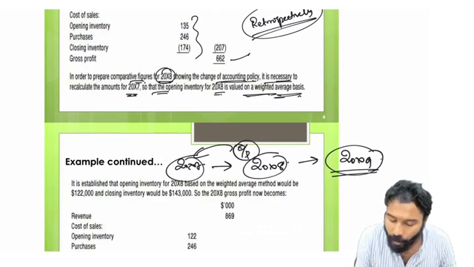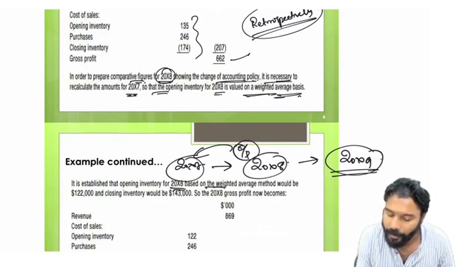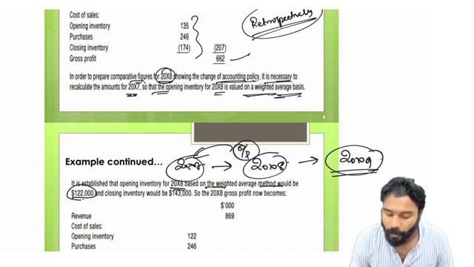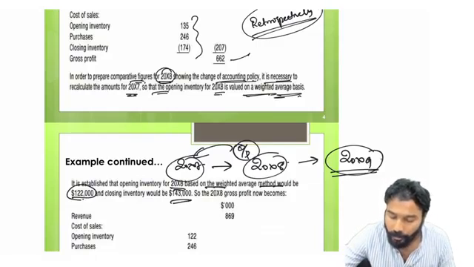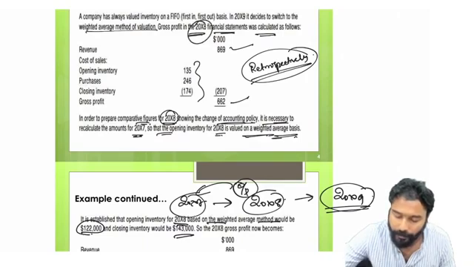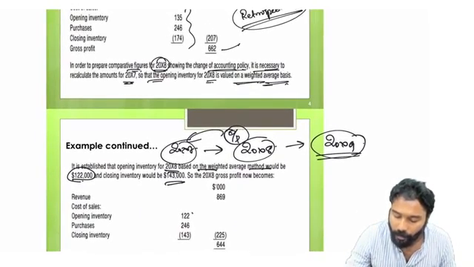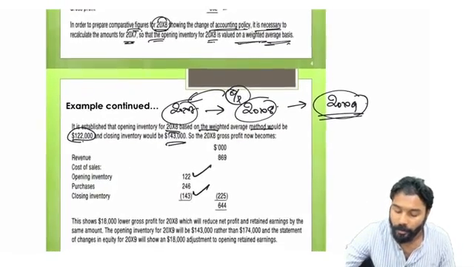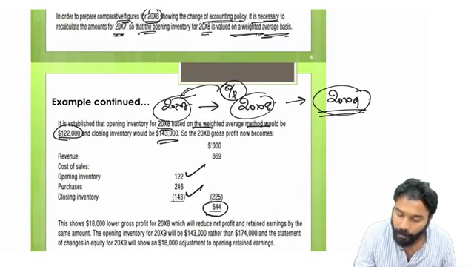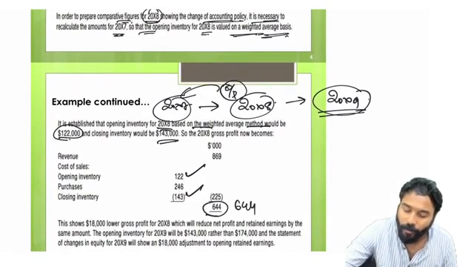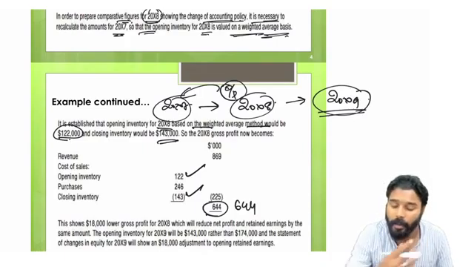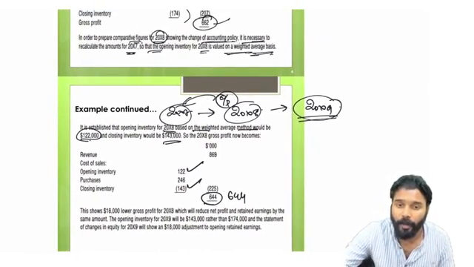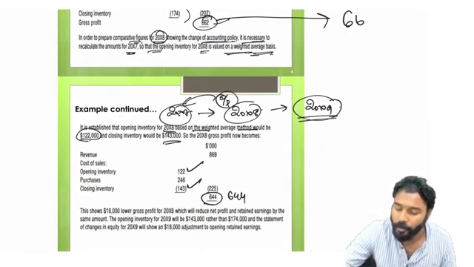It is established that the opening inventory of 20X8 based on the weighted average method would be 12,200 and the closing inventory will be 143,000. So whatever extract they have given with regard to 20X8, we will change. We will change the opening inventory as well as the closing inventory valuation, so that the new profit is 644, which is lower than under FIFO. When we were following FIFO, our profit was 662.